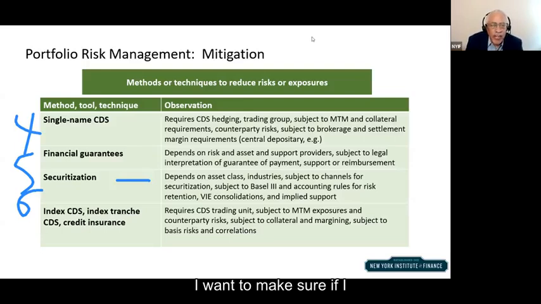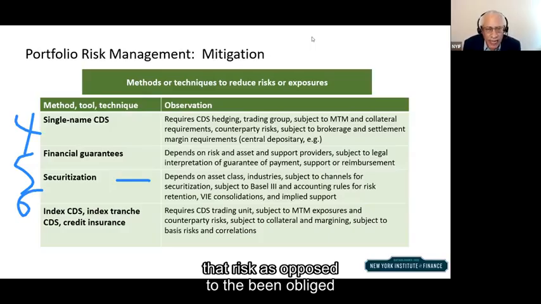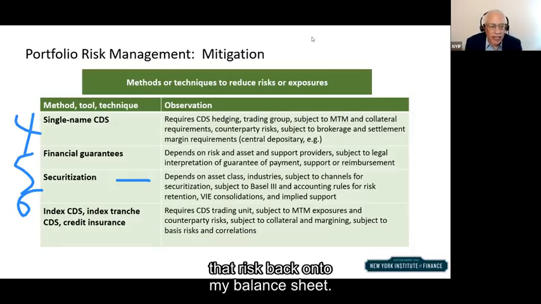So I want to make sure if I sell the assets to a securitized structure, that it's a complete sale in terms of legal. I want to really get rid of that risk, as opposed to being obliged at some point later on to bring that risk back onto my balance sheet.